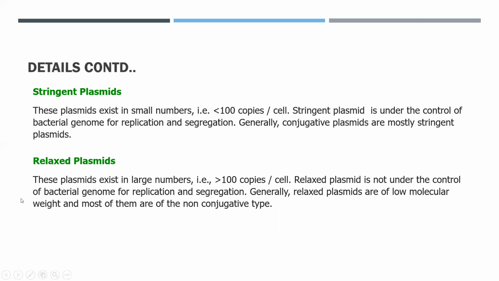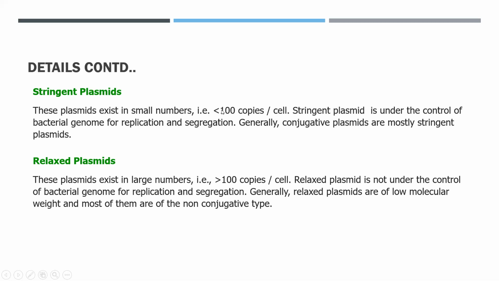Next, relaxed plasmids. These plasmids exist in large numbers, that is greater than 100 copies per cell. A relaxed plasmid is not under the control of the bacterial genome for replication and segregation. Generally, relaxed plasmids are of low molecular weight and most of them are of the non-conjugative type. Stringent plasmids are conjugative plasmids. Relaxed plasmids are non-conjugative plasmids.